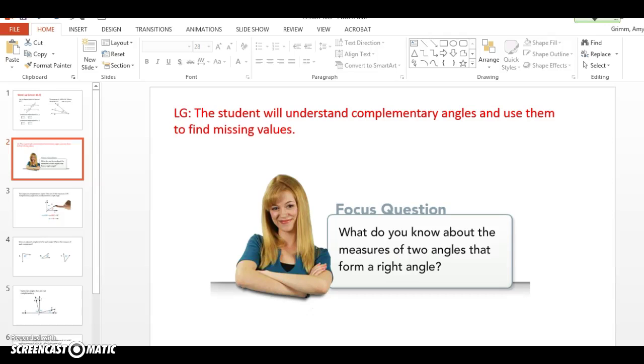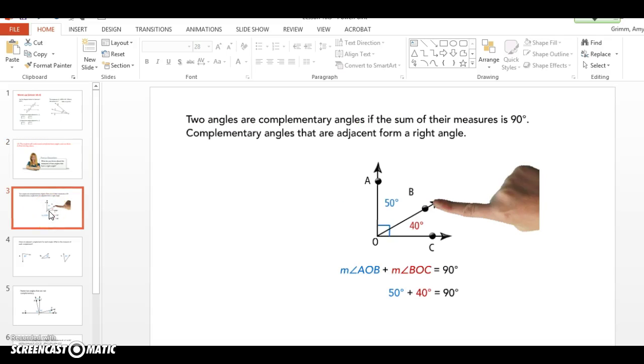All right, so learning goal today, the student will understand complementary angles and use them to find missing values. So a lot of the same stuff today. So you say, what is a complementary angle? It's not just an angle that says nice things to you. Okay, two angles are complementary angles if the sum of their measures is 90 degrees. So if they both add up to 90, that is complementary.